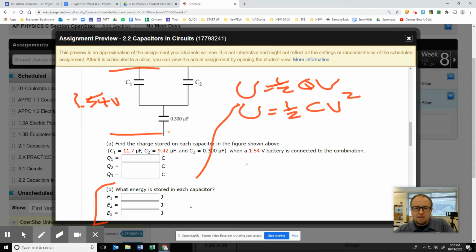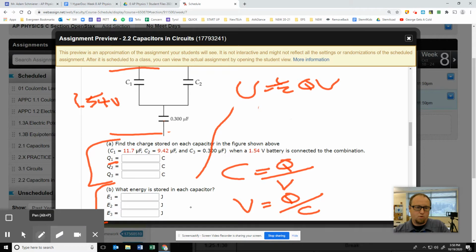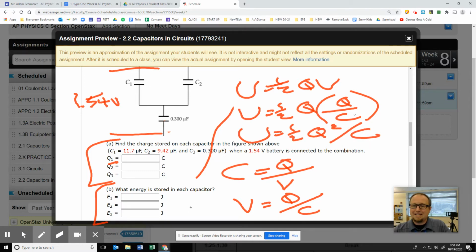So instead, since C is Q over V, and in part A you solve for Q, I want to try to leave it in Q. I want to get rid of V. So V is Q over C. So with my initial equation here, I'm going to substitute in. So 1/2 Q times V becomes 1/2 Q squared over C. Knowing your charges that you solved for in part A, you can plug them in and plug in the capacitance.